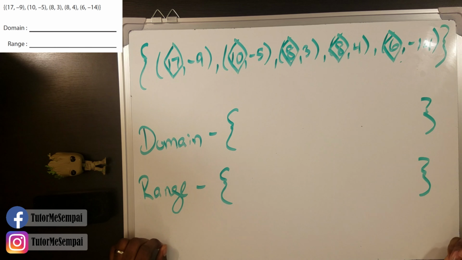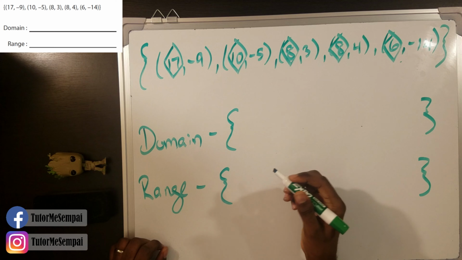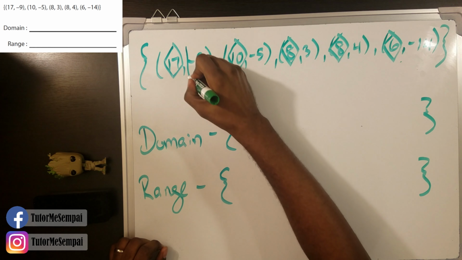Right? So we have our diamonds. And now we have our ranges next for our rectangles. So now we put our rectangle.